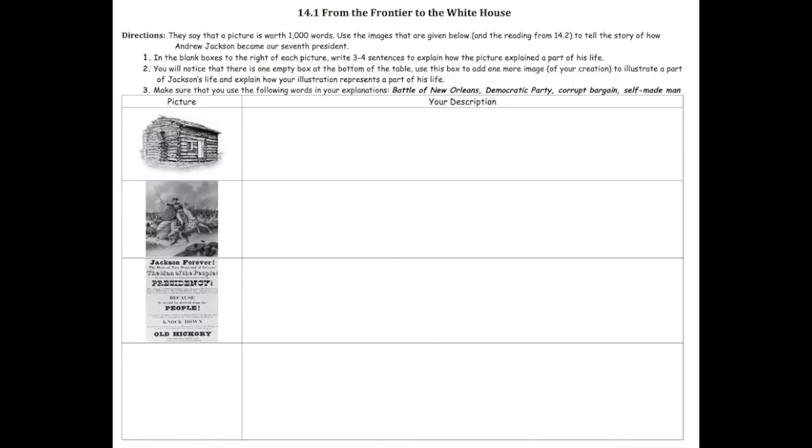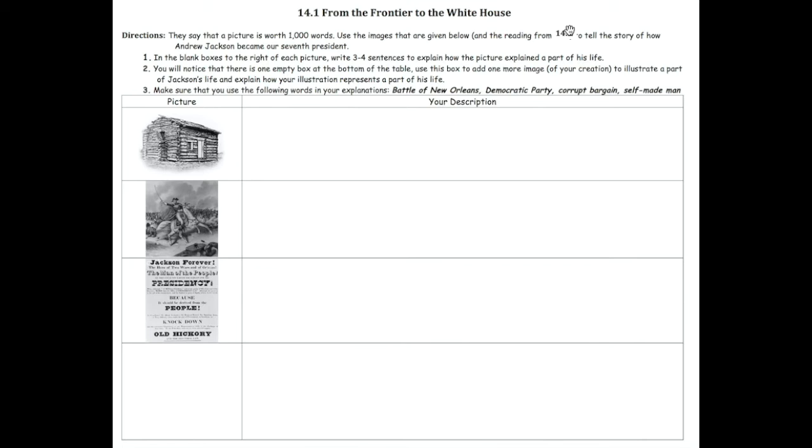All right, so the directions are as follows. They say that a picture is worth 1,000 words. Use the images that were given below and the reading from 14.2. This actually should say 14.1, little mistake here, to tell the story of how Andrew Jackson became our 7th president. So basically what you're going to do is first you have to read 14.1. Never mind this. Again, it's not 14.2. Let me make that correction. 14.1. Okay, there we go.